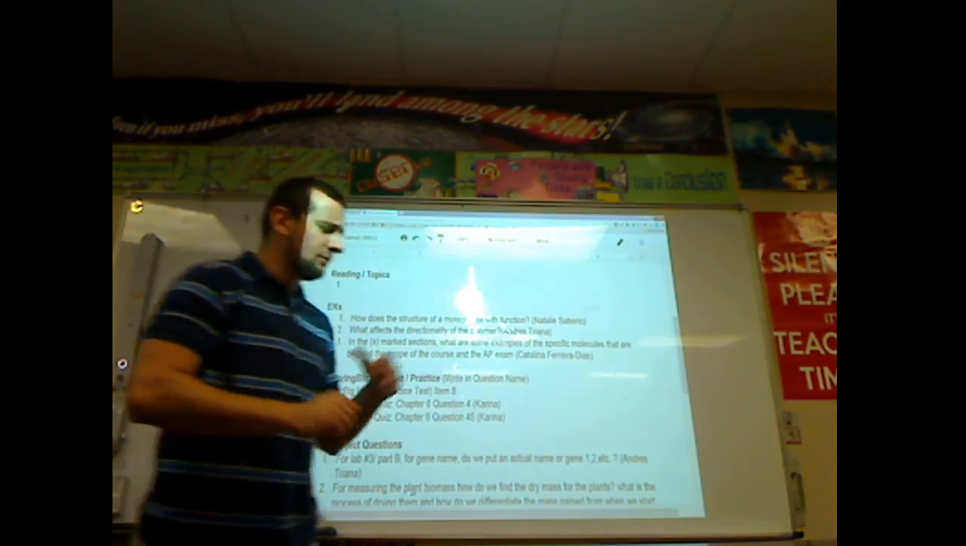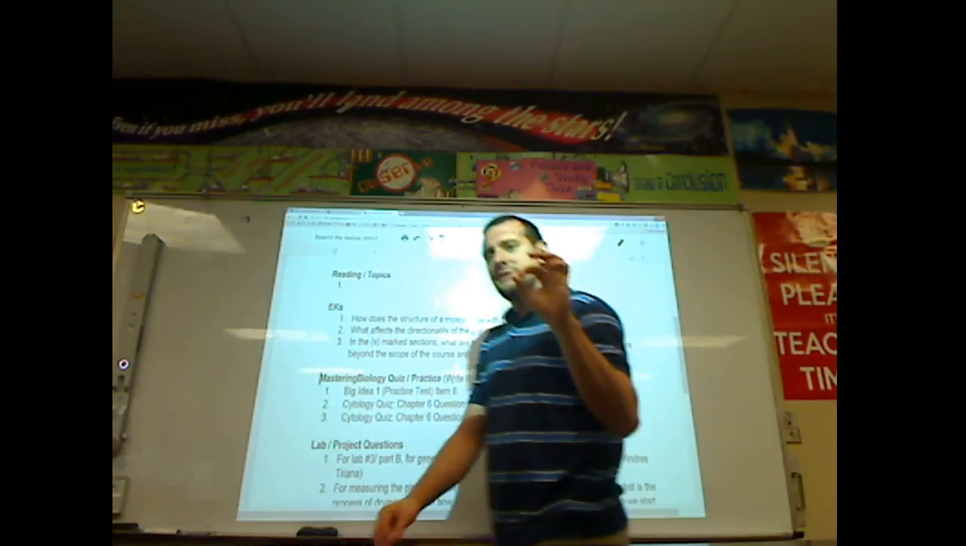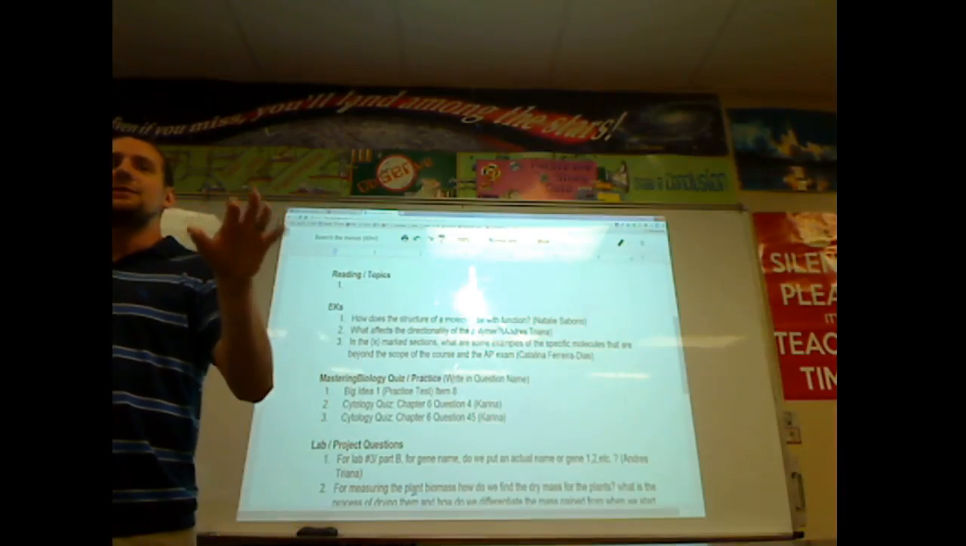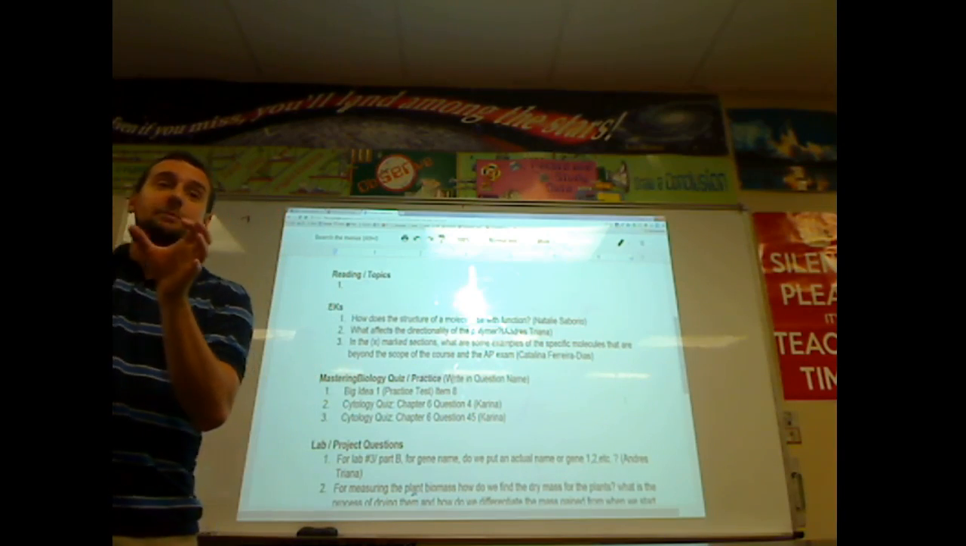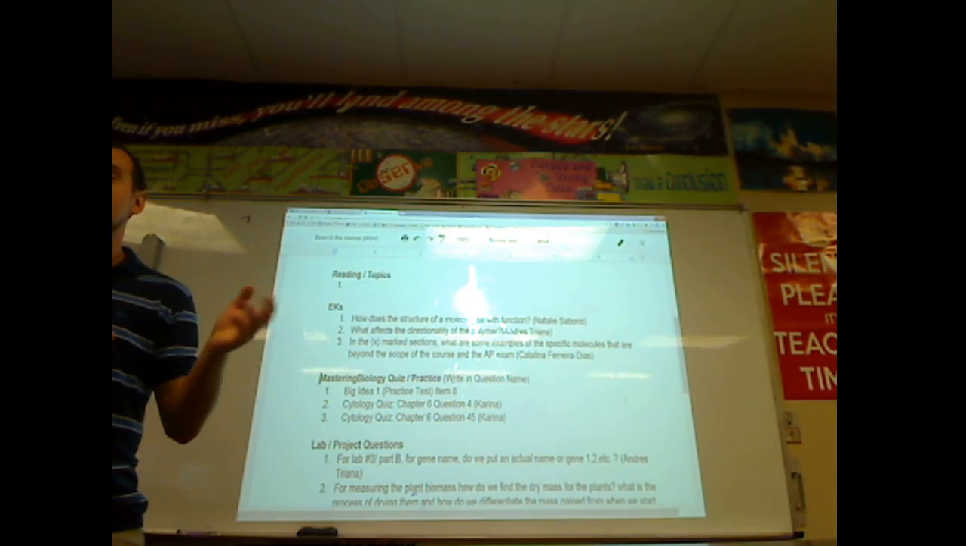For example, today, if we have time, we'll talk about the rough ER. And the rough ER has these little ribosomes in it. But they're actually not living there. There are free ribosomes that go and become attached to the rough ER because they're making proteins that are going to be exported. How do they know?